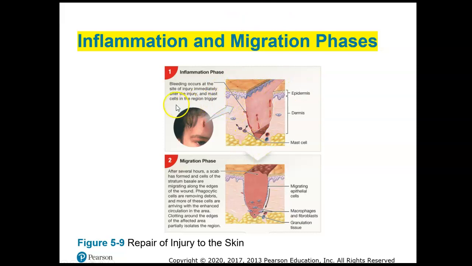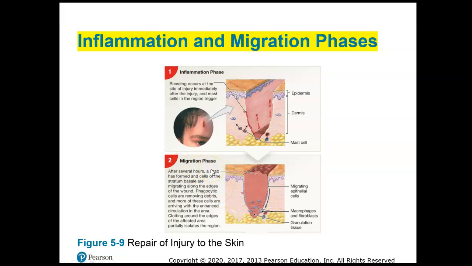So during the inflammation phase, you'll have bleeding at the site of injury, and mast cells produced from the damaged tissue will trigger the inflammatory response. The mast cells will release histamine and trigger the inflammatory response. That's going to draw more white blood cells to the area to prevent infection.